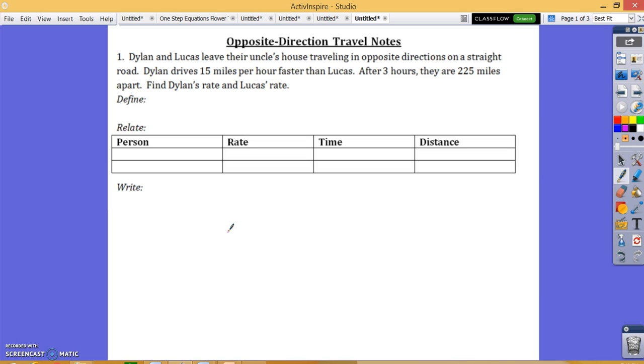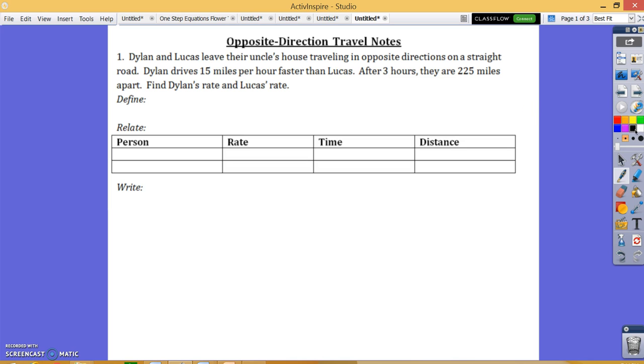Dylan and Lucas leave their uncle's house traveling in opposite directions on a straight road. Dylan travels 15 miles per hour faster than Lucas. After 3 hours, they are 225 miles apart. Find Dylan's rate and Lucas's rate.